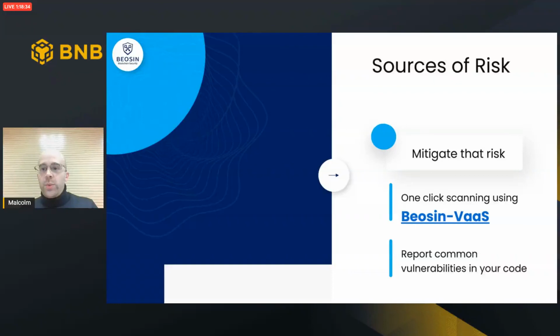So we have developed our own tool here at Biozin called the Biozin Verification as a Service, or VAS for short. And I would like to show you a very quick demo of what it looks like and how easy it is to use. And it is free for all developers to use as well. So if you are interested in just running your smart contract through this platform, then you can do that as well. So let me just see if I can open up my sharing screen here.